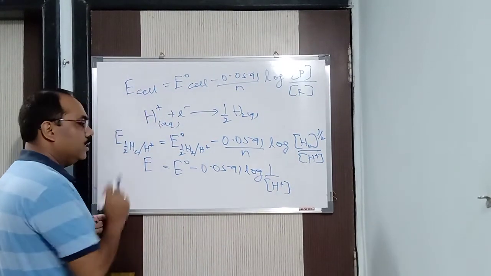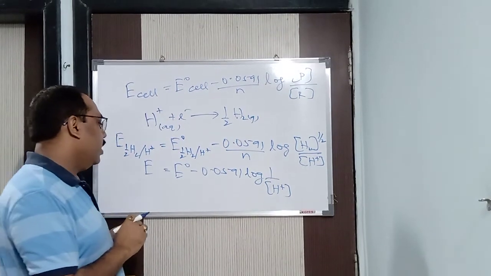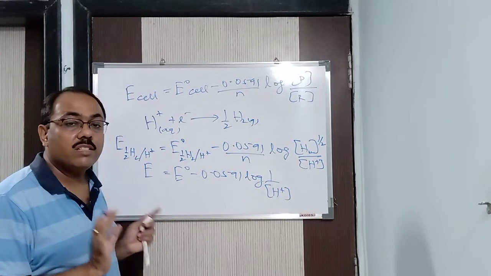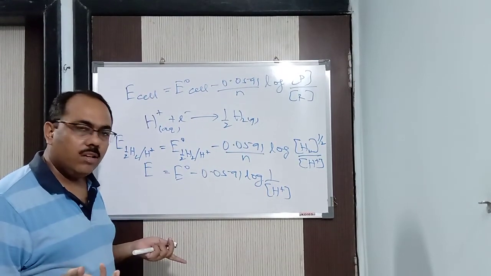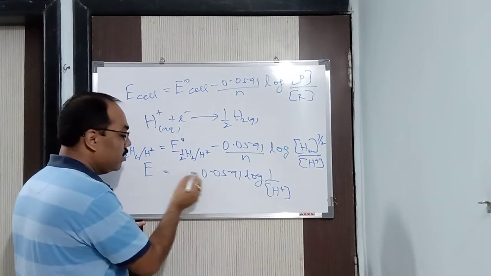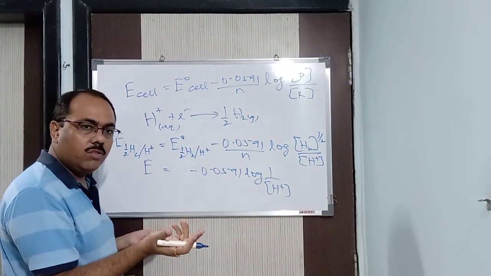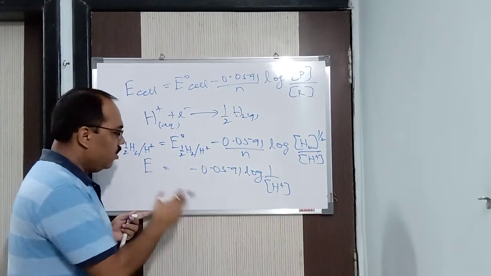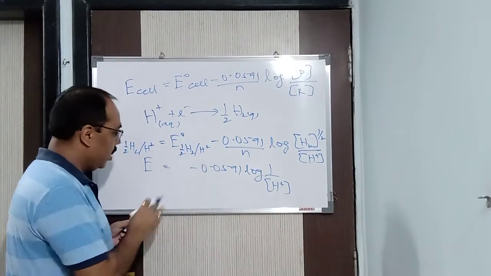Now here, listen here, what is the value of E naught? In case of SHE, what is its value? 0. E naught, this particular value is 0. This is 0, isn't it? SHE, standard hydrogen electrode, what is the value of EMF? It is nothing but 0. So 0 it is done.